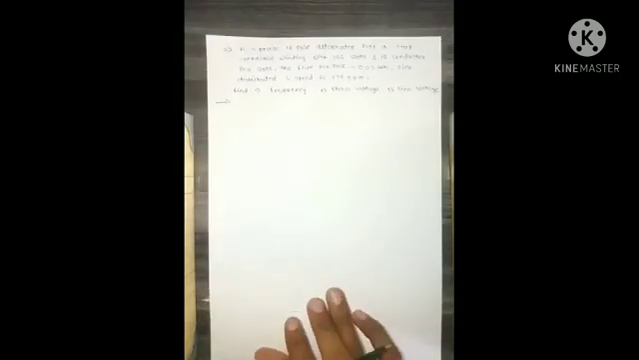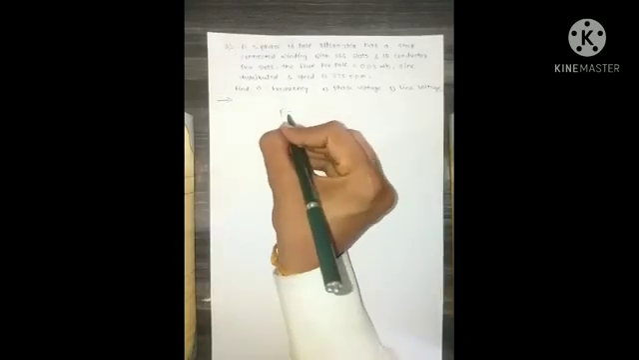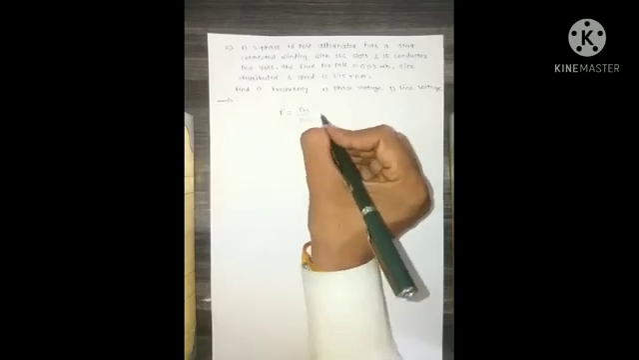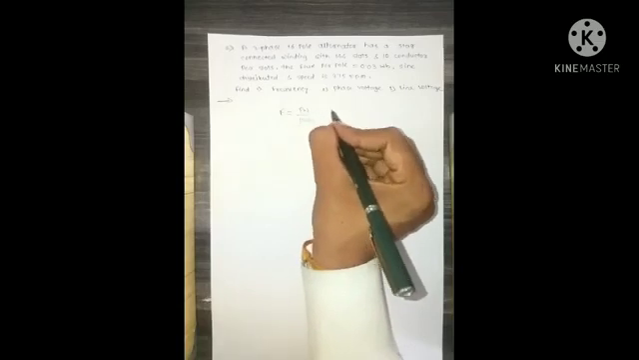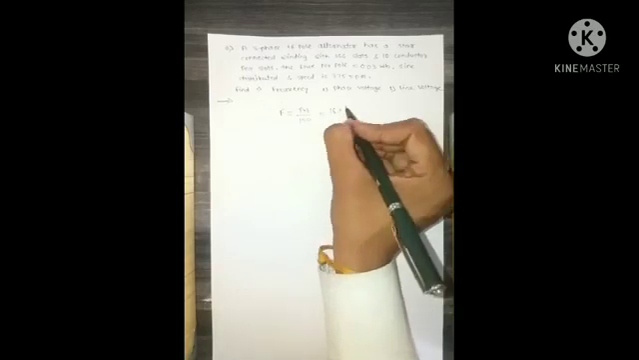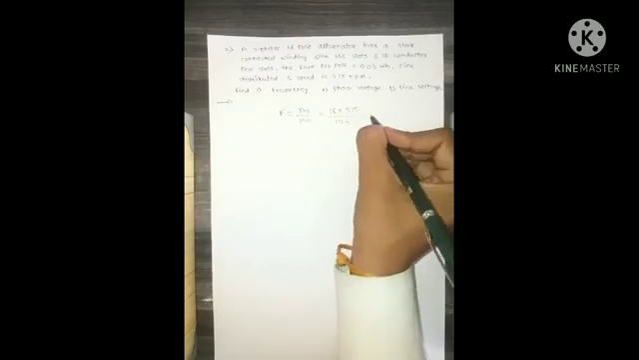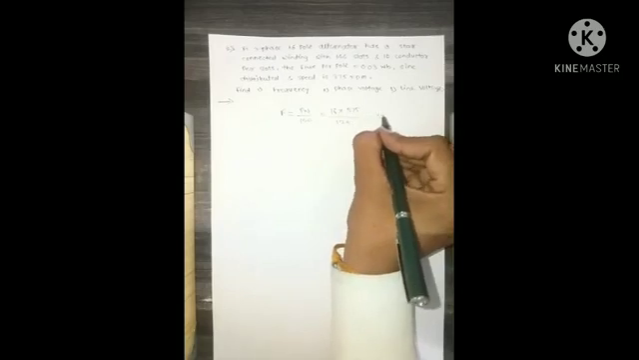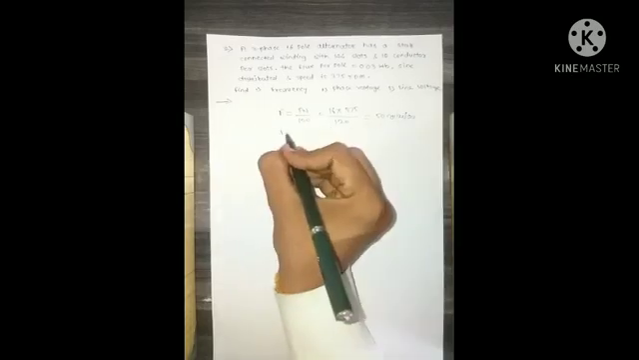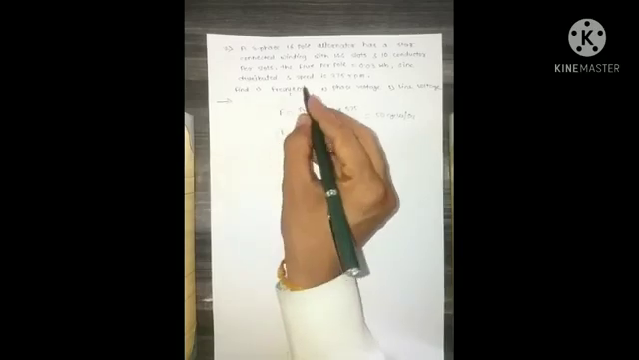So we start our numerical by calculating first the frequency, and we know that the formula for the frequency is f equals Pn upon 120, and the number of poles is 16, while the speed is 375 upon 120, and after calculating we will get 50 cycles per second, or f equals 50 hertz. We calculated our frequency, that is the first point.